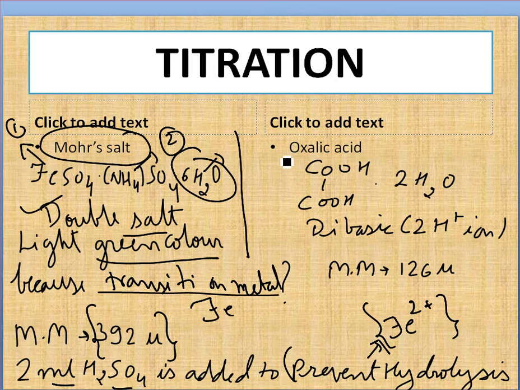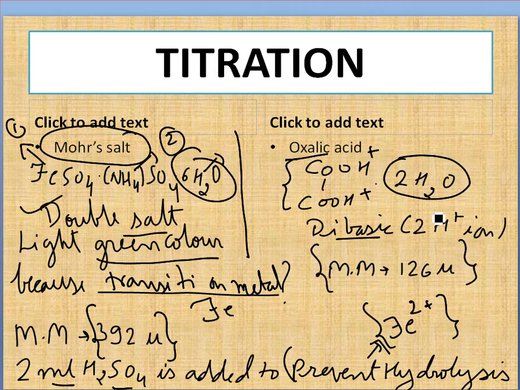The formula of oxalic acid is C2H2O4.2H2O. It is dibasic because 2 H plus ions are there. Clear? Molecular weight, don't forget the molecular weight: with water 126 and without water 90. Okay, this is the oxalic acid.